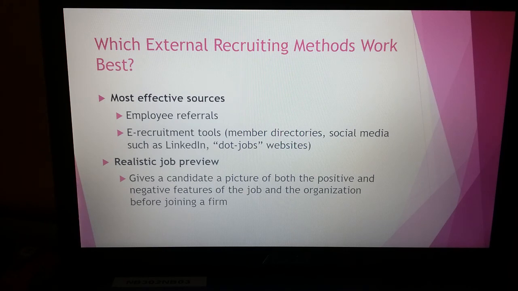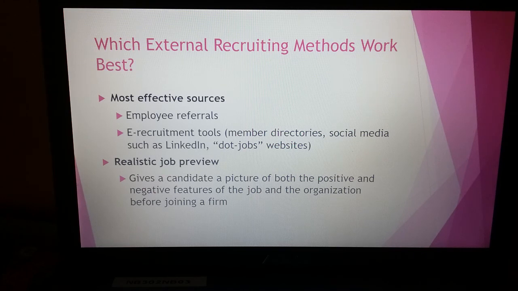Which, when we talk about that, the idea goes back to the idea of culture. They might not understand the culture. So the most effective resources for external recruiting, without doubt, are employee referral and also e-recruitment tools. The other thing too is the idea of that realistic job preview. It tends to be really effective at reducing turnover within 30 to 90 days of employment.